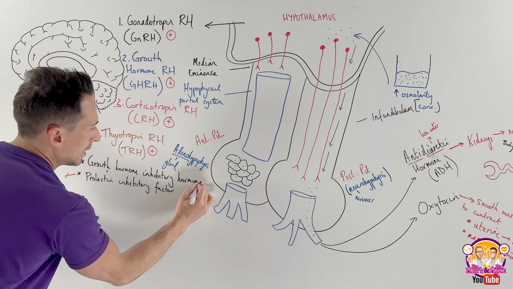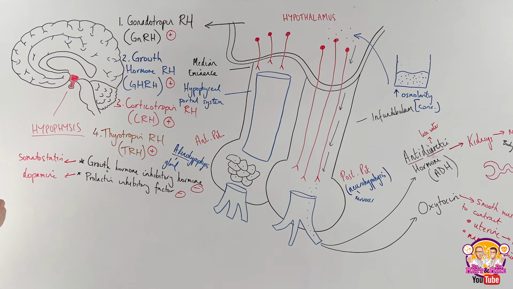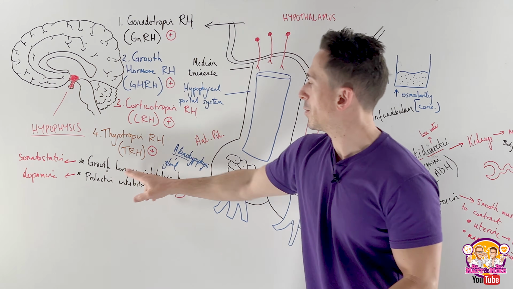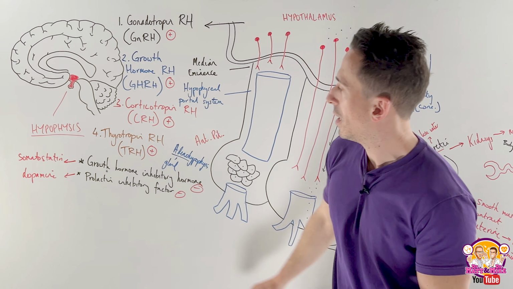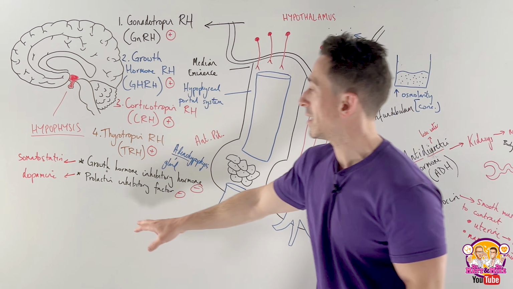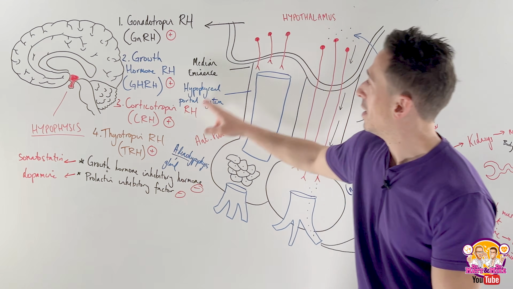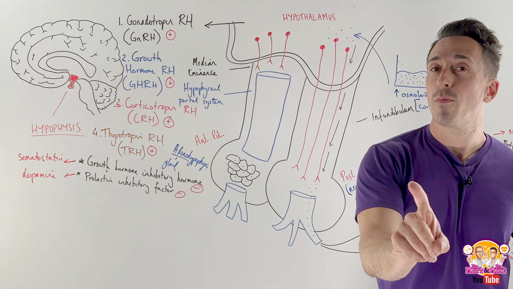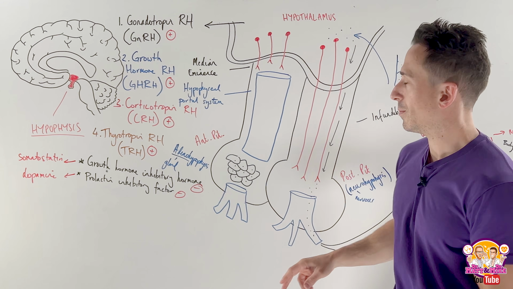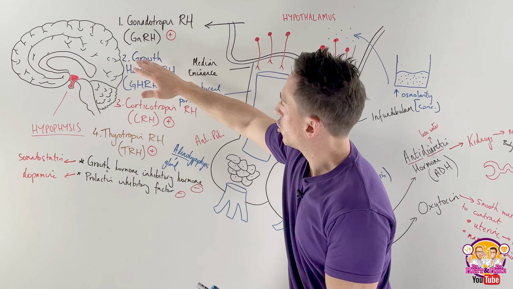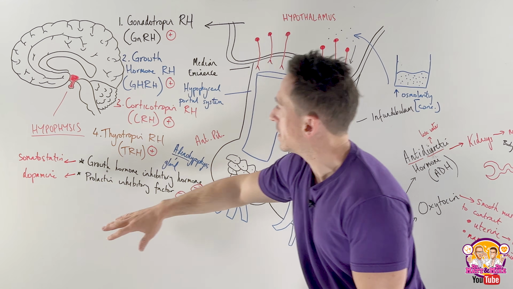And these are inhibitory. Growth hormone inhibitory hormone obviously inhibits growth hormone, and prolactin inhibitory factor obviously inhibits, not dopamine, but prolactin, which we're going to be talking about here. All right, so we've got 1, 2, 3, 4, and then these ones here.